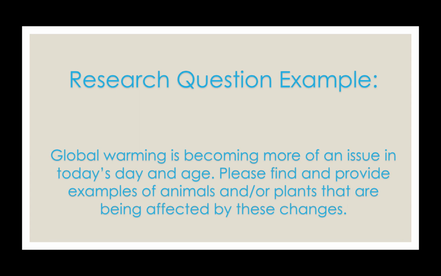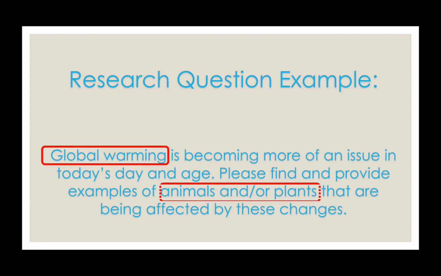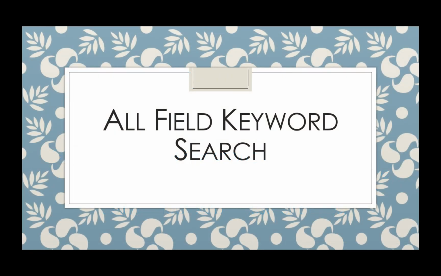On to our search. For this tutorial, we've created a research question that we'll look up some information on. Global warming is becoming more of an issue in today's day and age. Please find and provide examples of animals and/or plants that are being affected by these changes. That's a lot to take in. Now, we can't put that whole question into the search box, so we need to look for keywords. The most important words or concepts that are relevant to our topic. Global warming and plants and animals look to be the most important subject in the question, therefore we'll use those as our keywords. Now, on to the search.